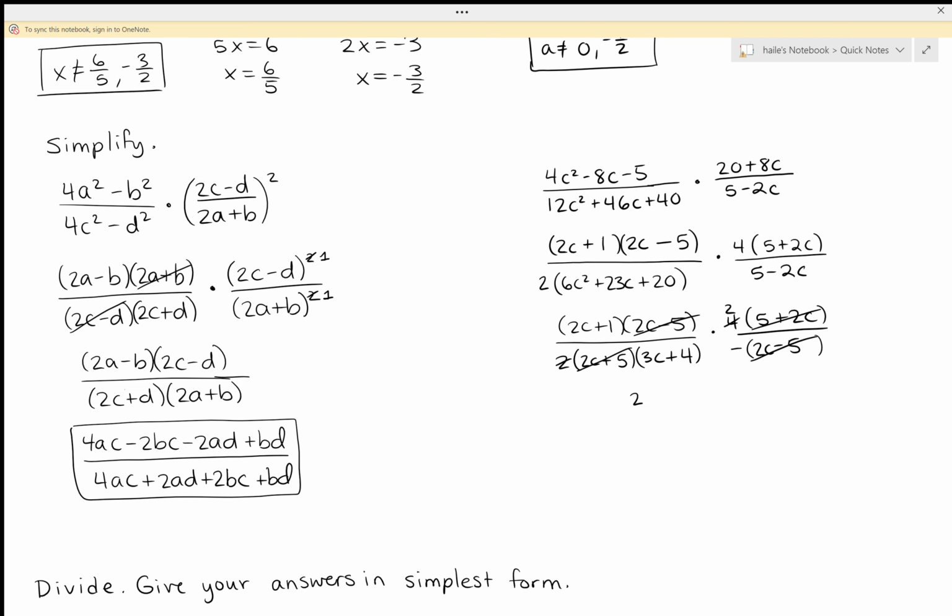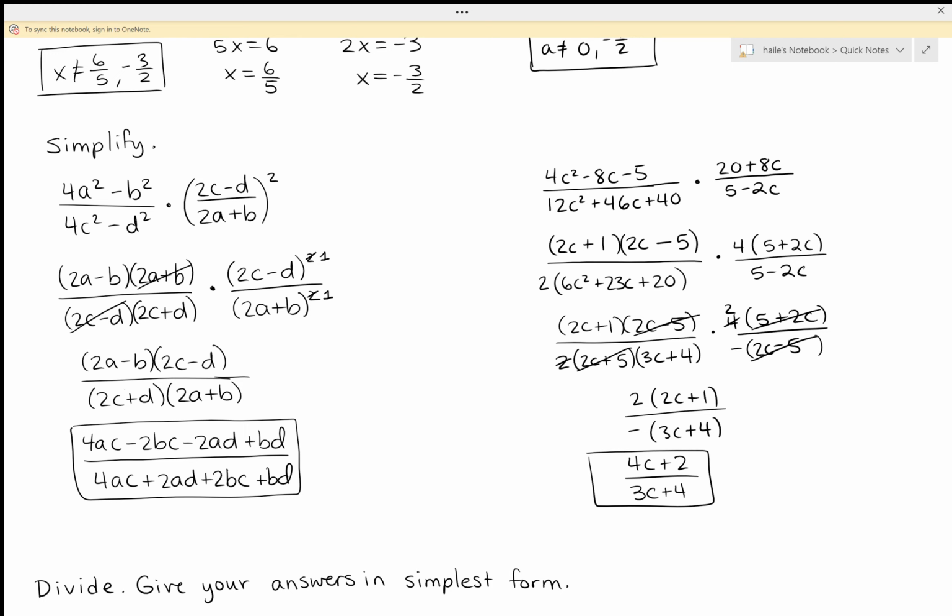So my final answer, before I multiply it back out, is 2 times 2c plus 1 over negative 3c plus 4. So basically all I can do from here is write the negative outside, distribute in the 2, and so we get 4c plus 2 over 3c plus 4 with a negative sign out front.